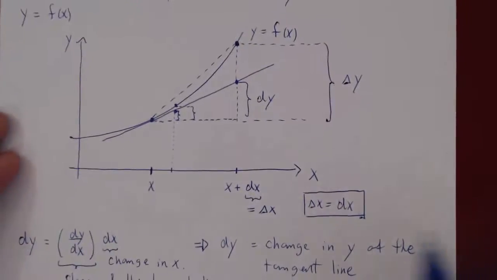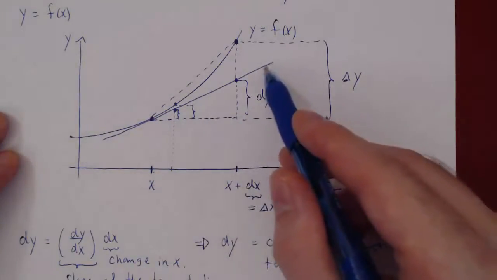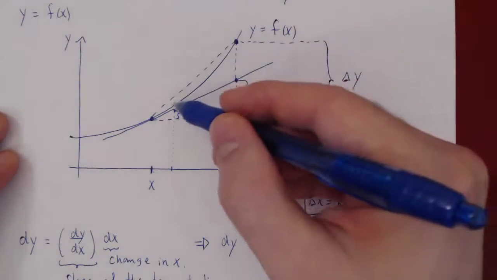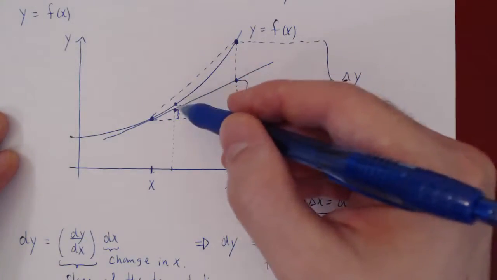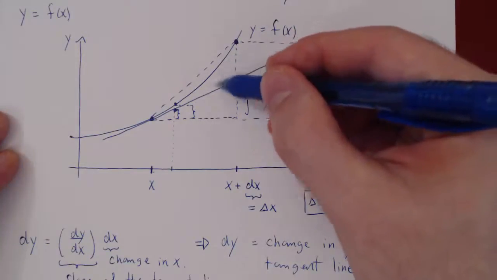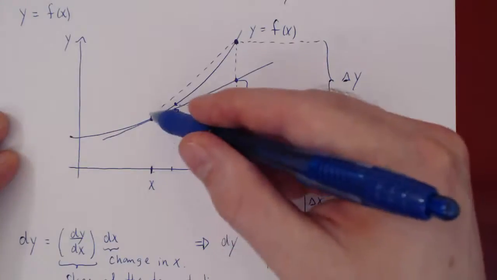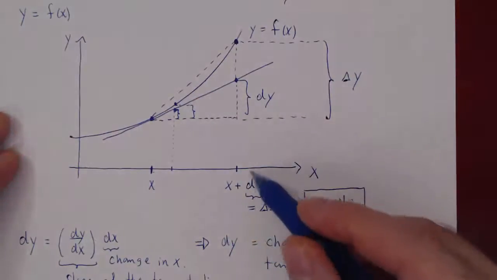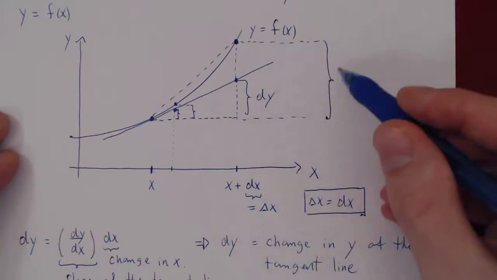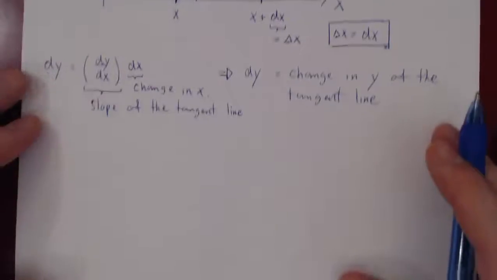Because as you move closer and closer to the point of tangency, this point, the tangent line becomes closer and closer to the exact values of the function, right? You see the difference between the tangent line and the function is getting smaller and smaller and smaller as we approach the point of tangency. So for a small enough change in x, the change in the tangent line will be really close to the change in the function. And that's our conclusion.